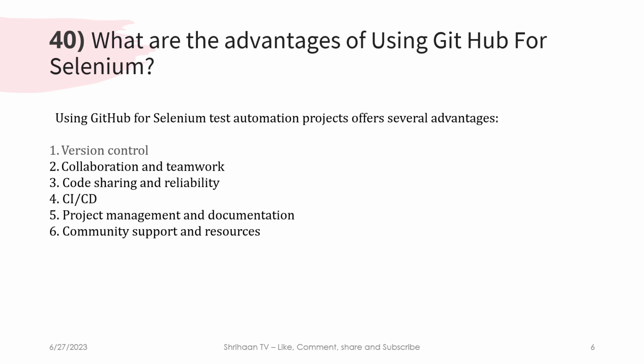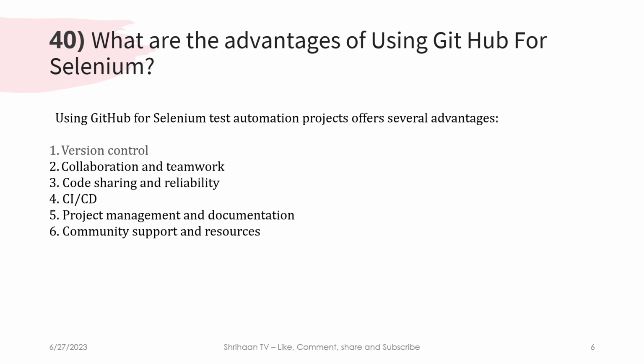And this acts as a remote repository for our code, allowing us to collaborate with team members and manage code versions effectively. This is particularly beneficial when multiple team members are working on the same Selenium project. If there are multiple people working on the same project, then version control, which is Git and GitHub, is very useful. And the next advantage is collaboration and teamwork.